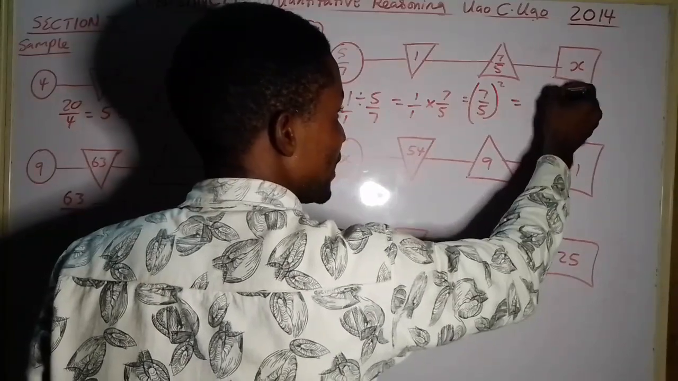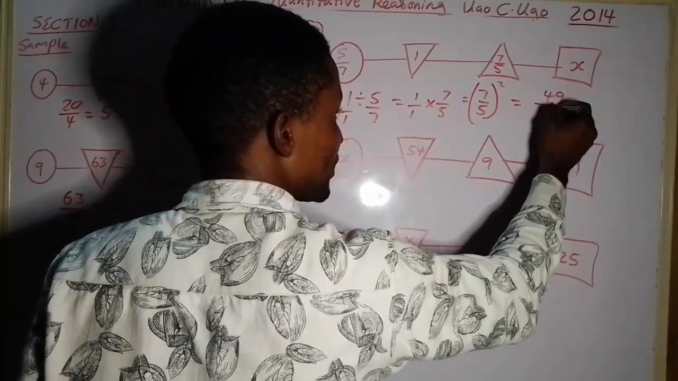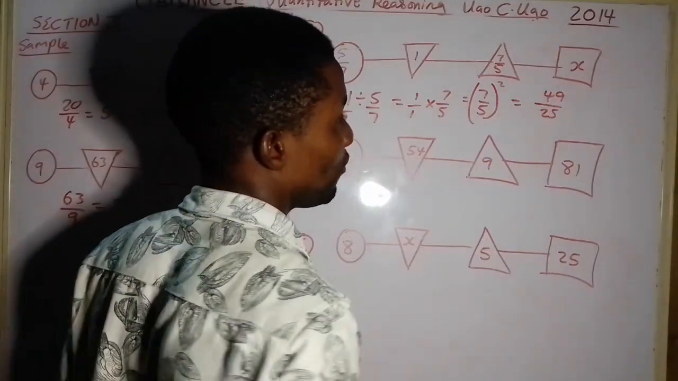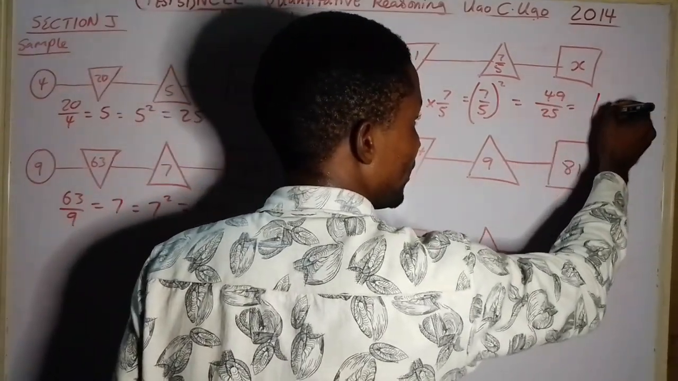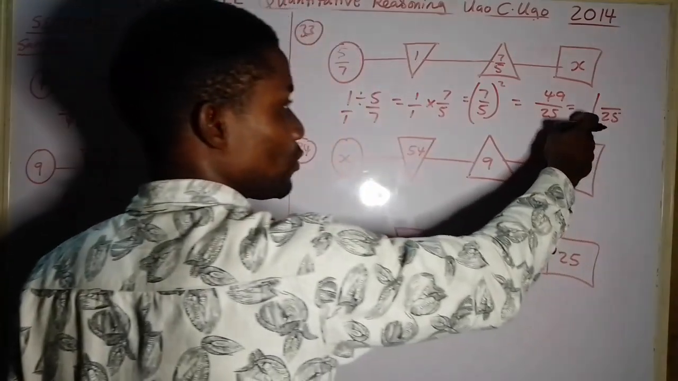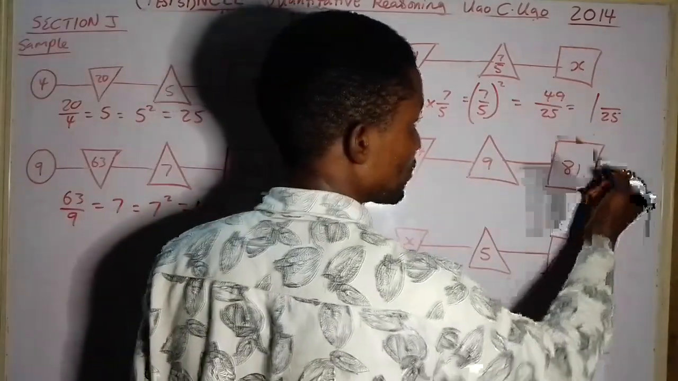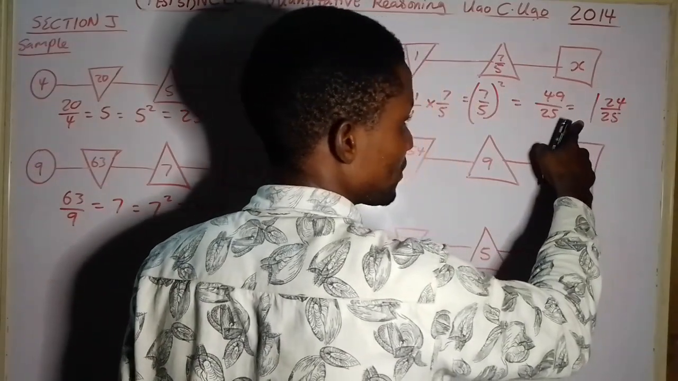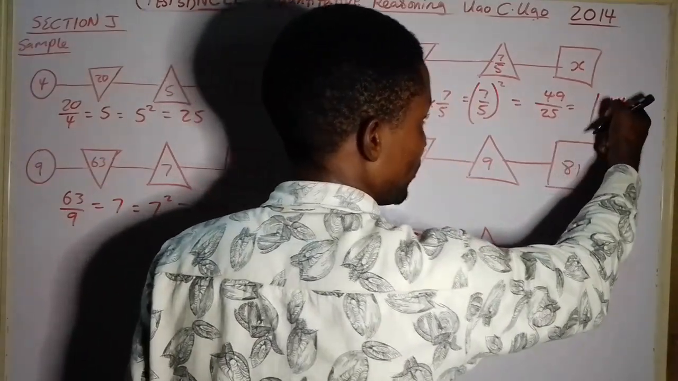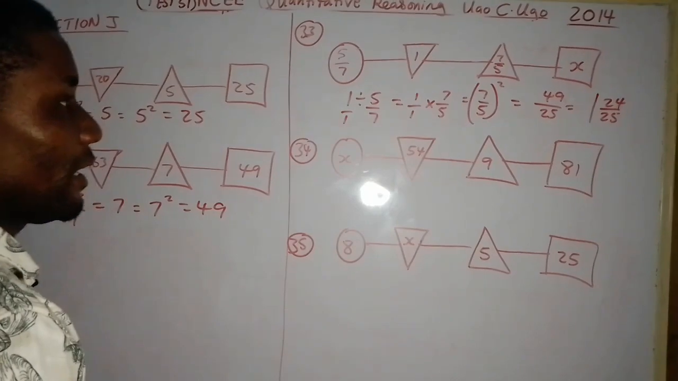This will give us 49 over 25. Now, we can also change this to a mixed fraction. We can say one number, that's 25 times 1 is what? 25, plus what will give us 49? That will be 24. That's 25 times 1 is 25, plus 24. That will give us 49.